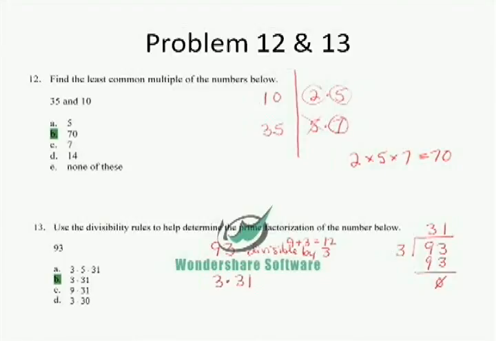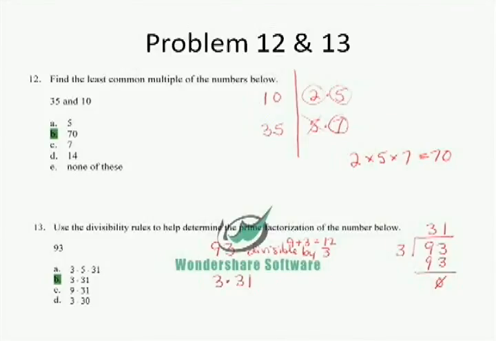Using the divisibility rules in number 13 to help determine prime factors of the number below. The number is 93. First of all, at the end of this slideshow, there's a brief presentation about finding prime factors, in other words, divisibility rules for 2 and for 3. I already talked about the divisibility rules for 5. For the 5 times table, the numbers end in 5 or 0. A divisibility rule for 2, basically they're even numbers. So 93 is not an even number, so 2 does not divide 93.